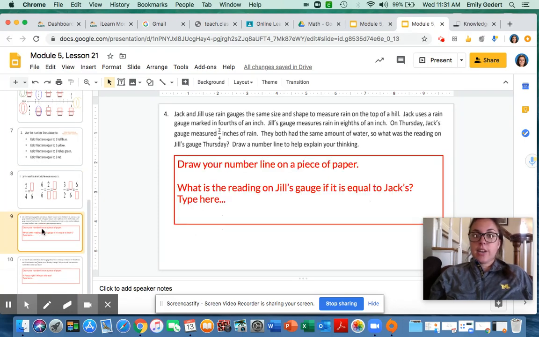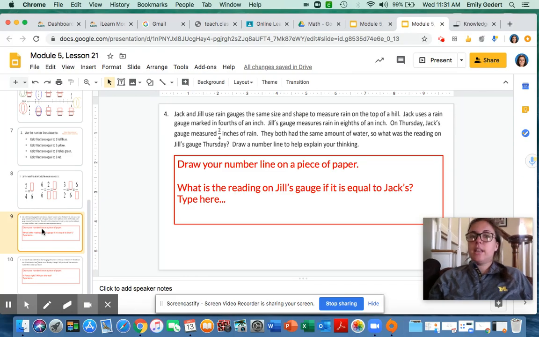Slides 9 and 10 are quite difficult, but I know you can do it. They are word problems with fractions. So you're going to read it, draw the number line on a piece of paper if you need to, or honestly, you can go back and use the number lines on slides 5 and 6 to help you. And you're answering the question.